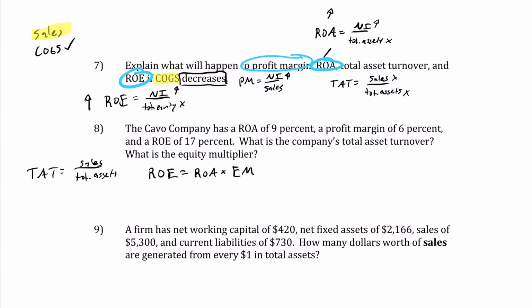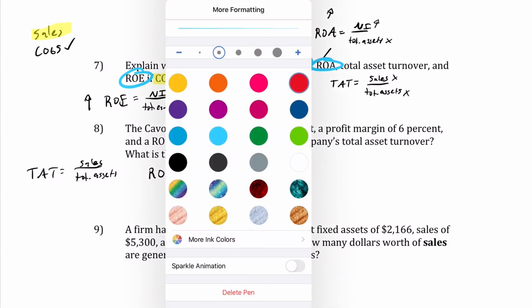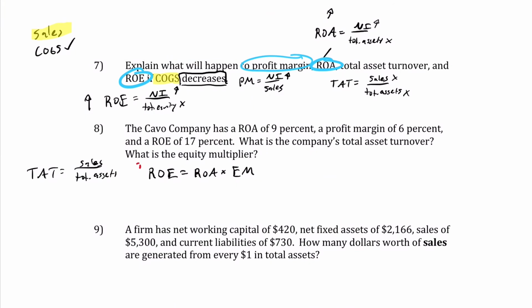Step 2 then, so that was step 1, taking your ROE and breaking it down to ROA times equity multiplier. Step 2 was doing a similar type of construction. I'm not going through all that now. You have to look at the lecture to get a review of that. Step 2 was to take ROA and break it down into a product of profit margin and total asset turnover. So this was step 2 of the DuPont.